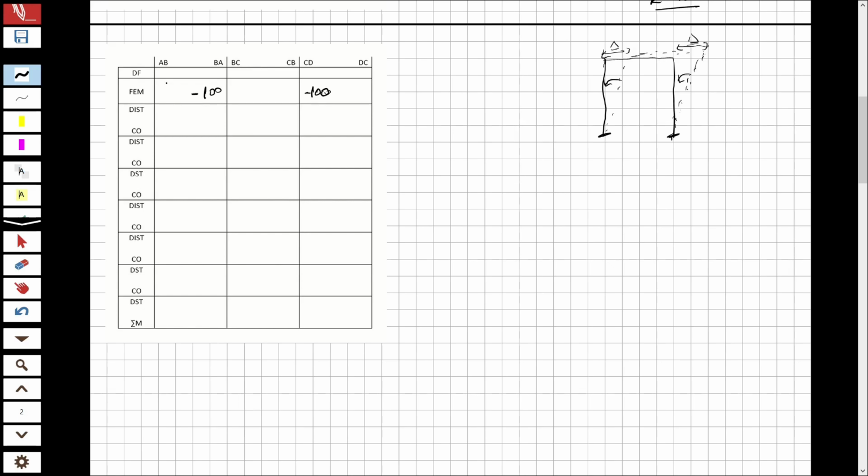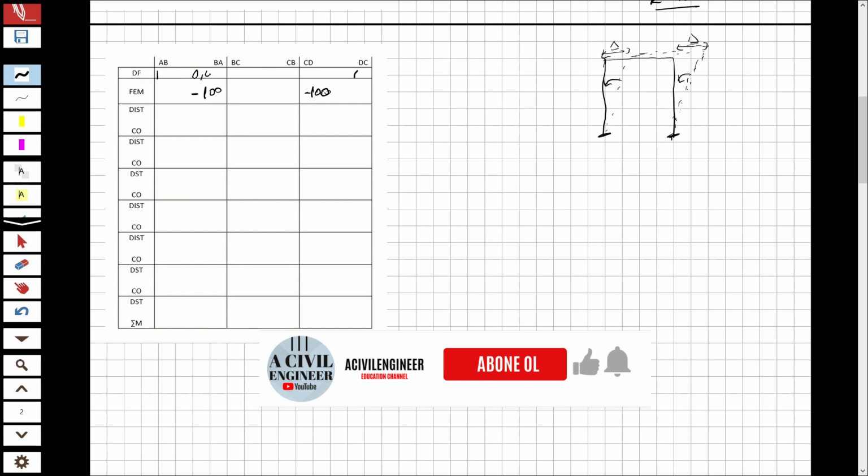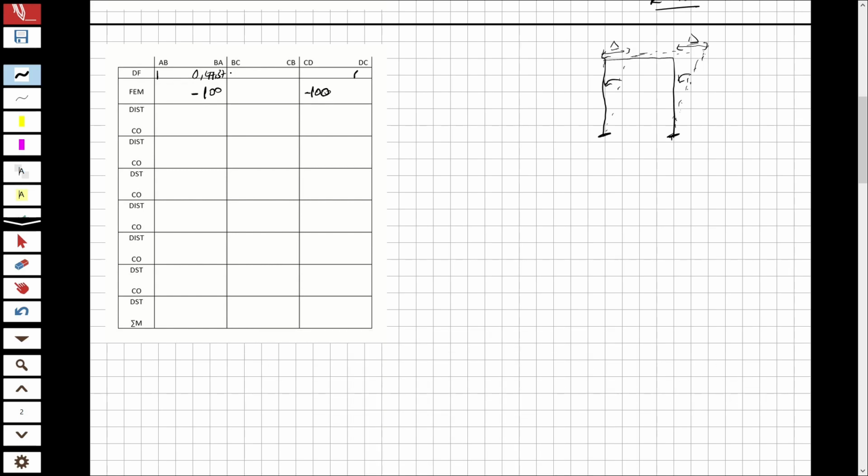So now the distribution factor will be also the same. There will be no change. So 0.4737, 0.5263, 0.5263, 0.4737. Okay. So now let's distribute it. That will be minus 100. When I distribute to this both, that will be 47.37.